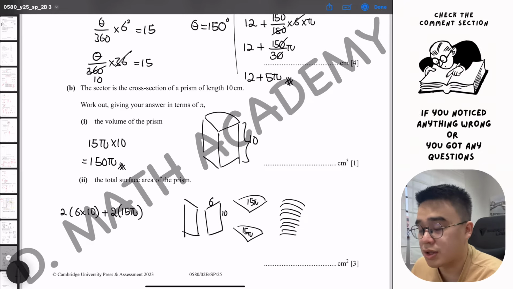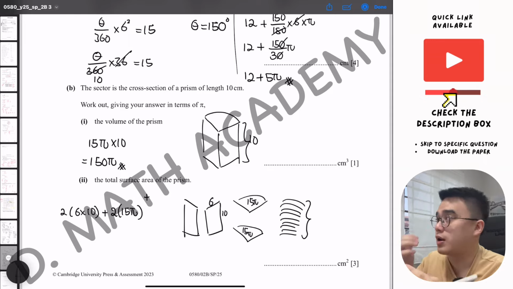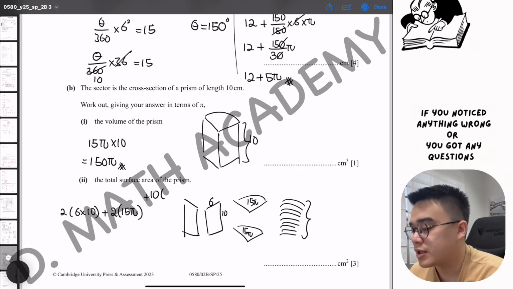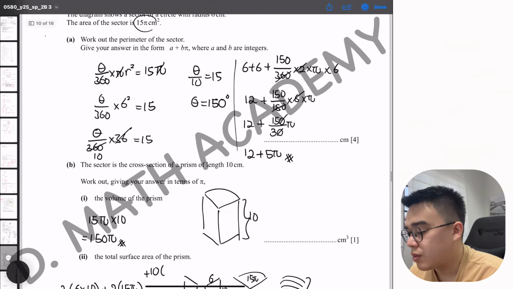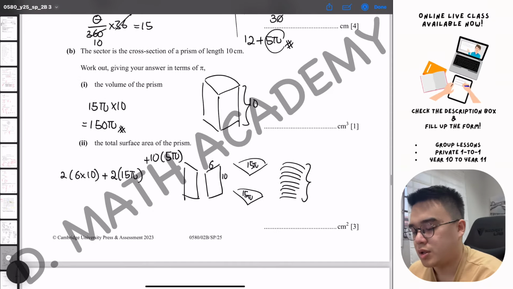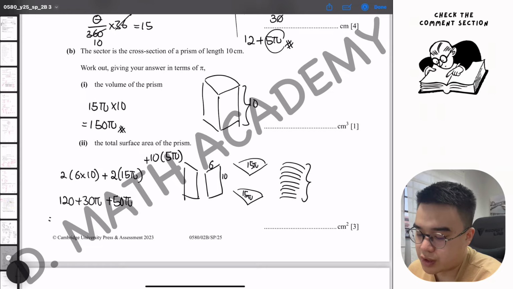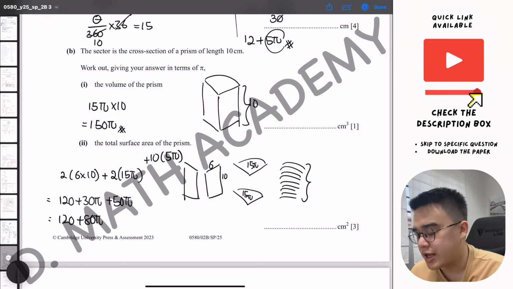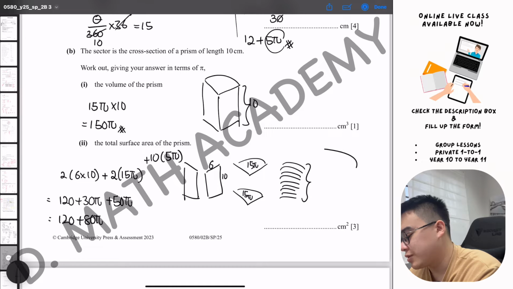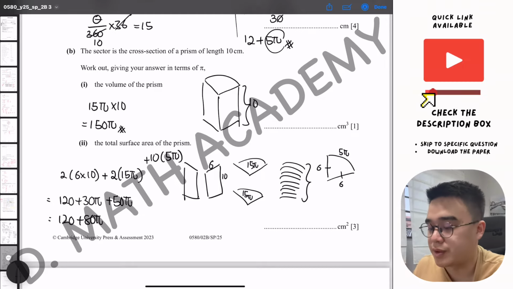The only part that you need to calculate separately is this, where you have a lot of arc length that you stack up by 10 centimeters thick. So 10 times the arc length that we calculated earlier, how much was it? It was 5 pi. So just multiply it out. You will get 120 plus 30 pi plus 50 pi, which the answer turns out to be 120 plus 80 pi. So everything is connected. That's why the arc length is very important here. Just going to draw again nicely for you. This was the info we got earlier from the previous question.